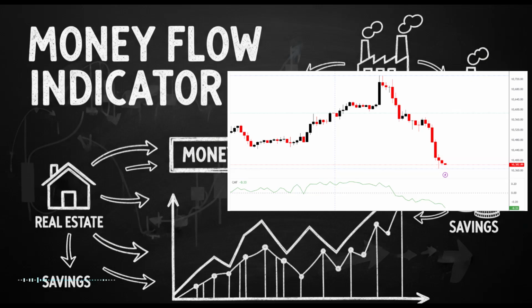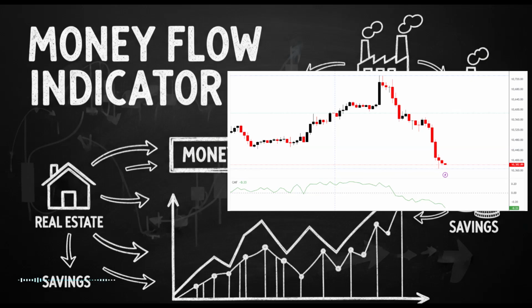Interesting. What about changes, like crossing that zero line? Yes, zero line crosses can be important signals, potentially early signs of a trend reversal. A bullish cross is when CMF moves up from below zero and breaks convincingly above it. It suggests sellers might be losing control and buyers are taking over. Could signal a new uptrend starting. And a bearish cross? The reverse. CMF falls from above zero to below it.